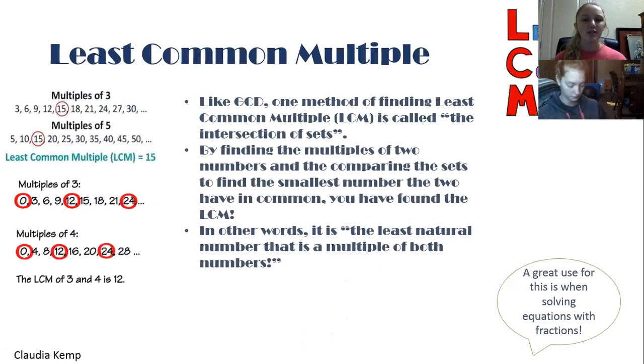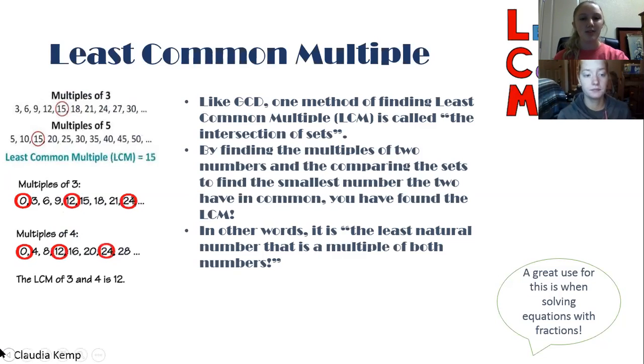You find the multiples of two different numbers and then compare the sets of these multiples to find the smallest number that the two have in common. That's the LCM. In other words, it is the least natural number that is a multiple of both numbers. There's some examples here on the left, multiples of 3 and multiples of 5. Multiples of 3 are 3, 6, 9, 12, 15, 18, and so on. And multiples of 5 are 5, 10, 15, 20, 25, and so on. But since we're only looking for the least common one, we can stop at 15 because they both have it in common, and it's the least one they have in common.